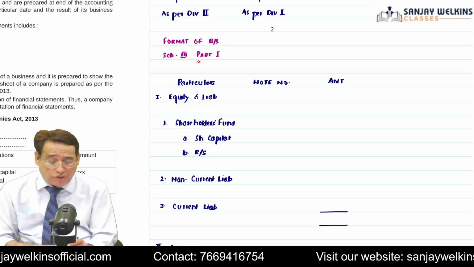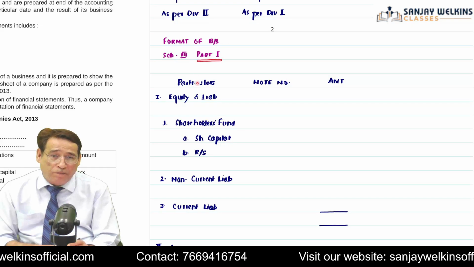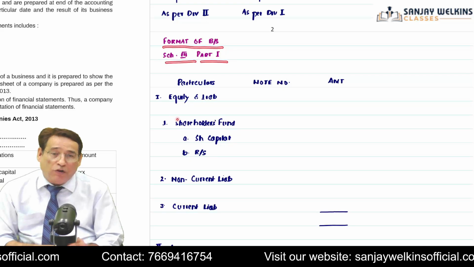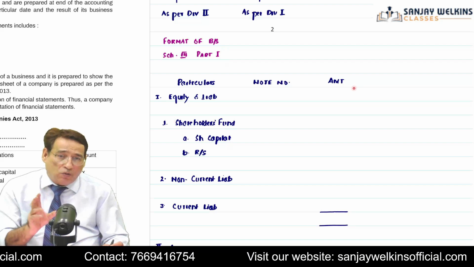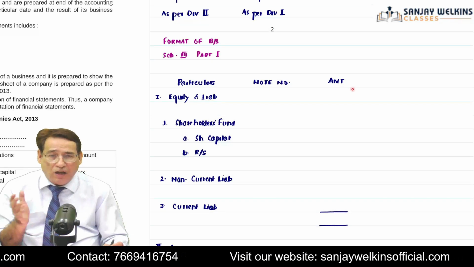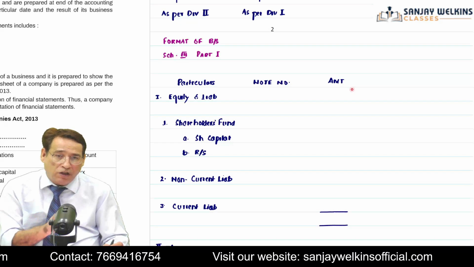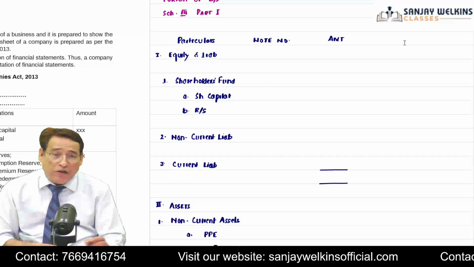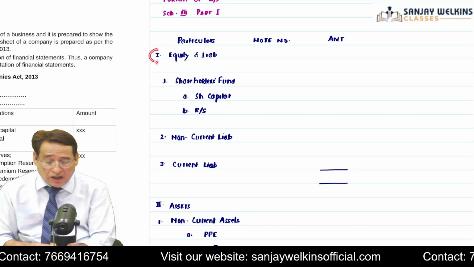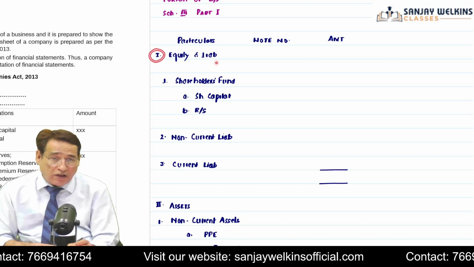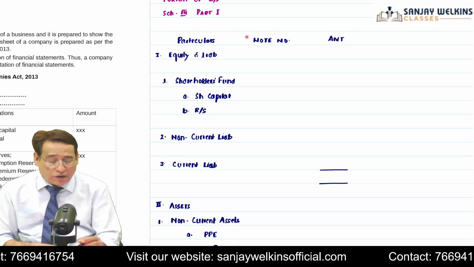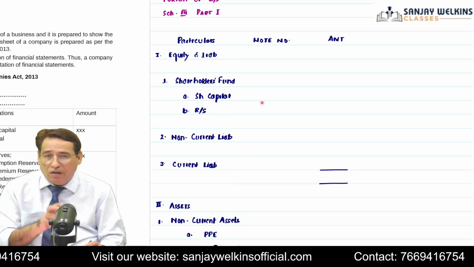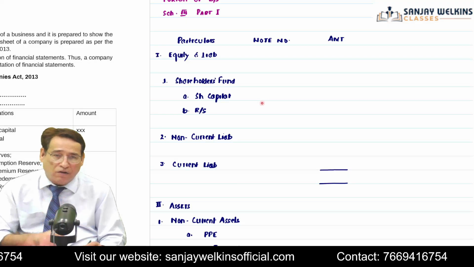So first of all, we will talk about the balance sheet. This format, as I have already told you, is given under Schedule 3, Part 1. There are two parts. Part 1 deals with the balance sheet while Part 2 deals with the statement of P&L. When you are going to prepare your balance sheet, the first thing you need to know is that as far as the equity and liability side is concerned, we need to prepare the financial statement in vertical format, not in horizontal format. Is it clear to you?